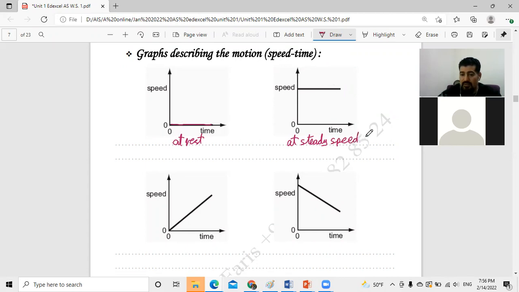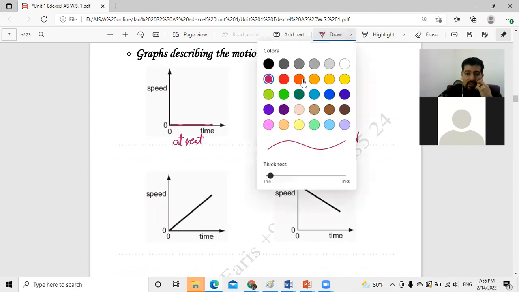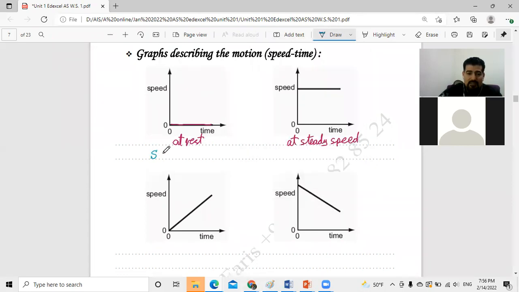At steady speed. Because this first one is at rest, that means the displacement or the distance covered is 0, and also the acceleration is 0. There's no acceleration and there's no displacement. But this one, because it's a steady speed, the acceleration is 0. But how can we find the distance?